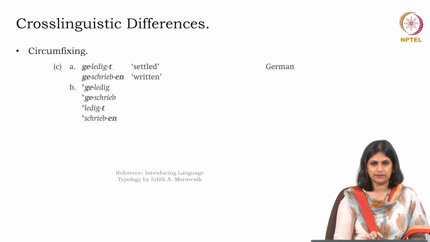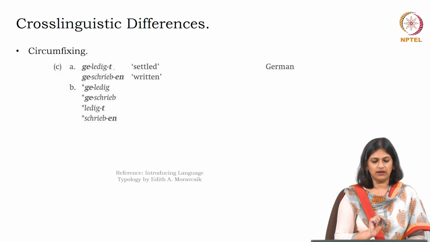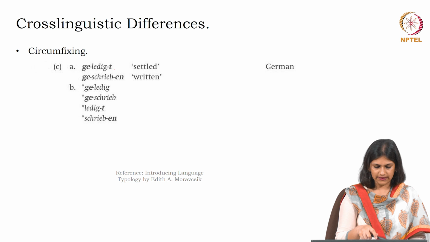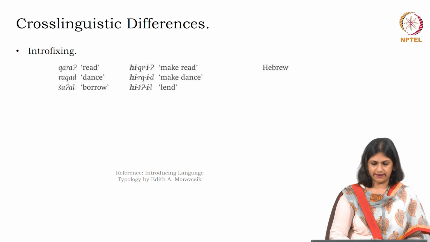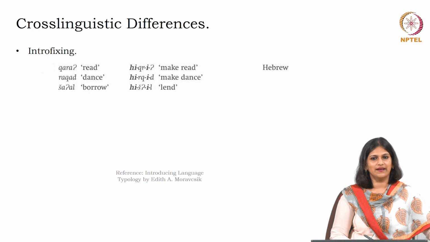So without ter, since this is unacceptable, we call it a circumfix, okay? You can follow it, look at the example, and then you can easily understand that. Hebrew has a different kind of morpheme altogether. After circumfixing, the next type of affix that we have here is from Hebrew.